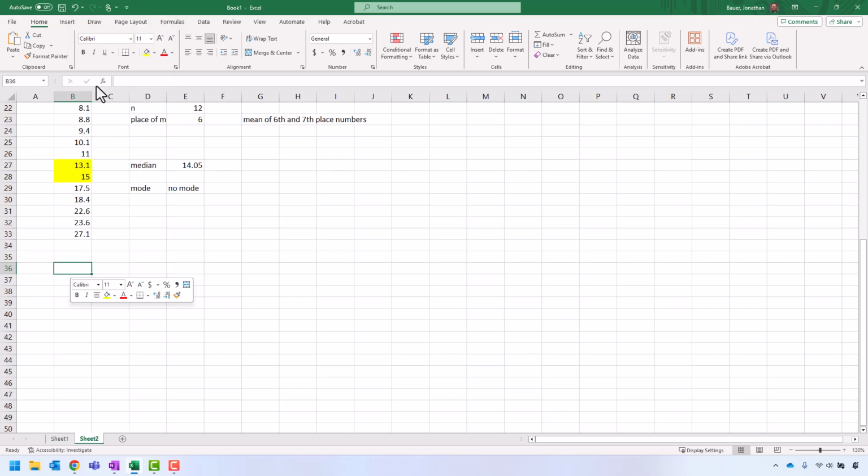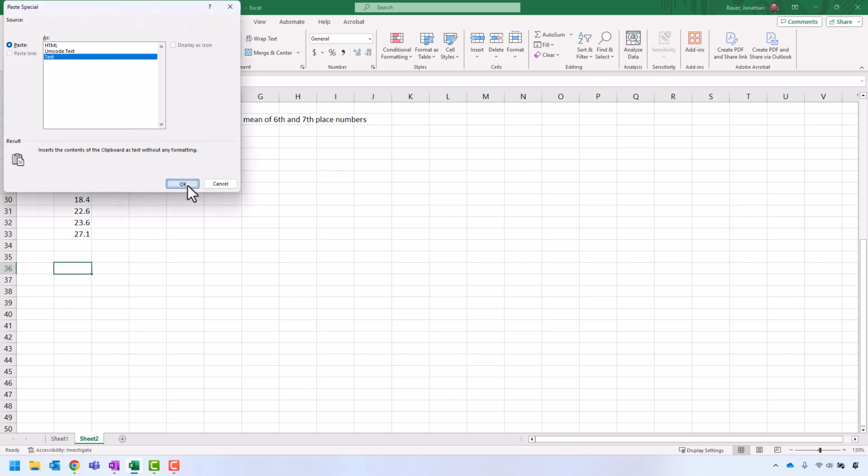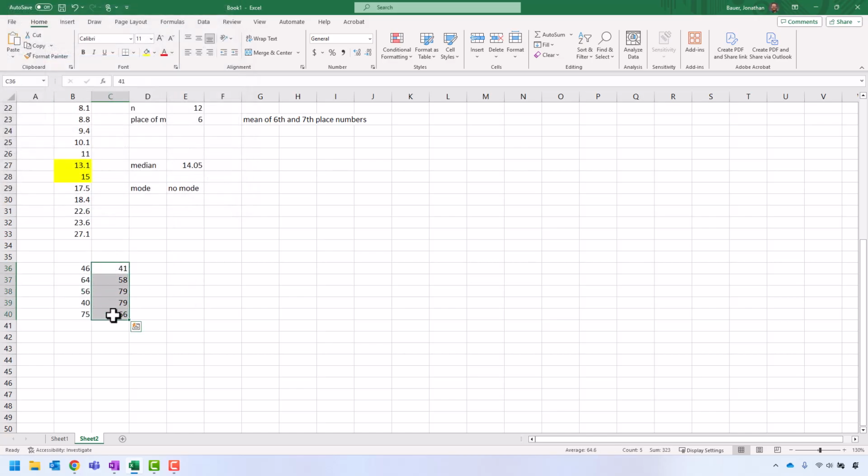Again, to paste special, you go here, and I usually just try text. Now I need to get this in a column to organize it. So I'll just copy and paste that, and then now I need to sort them small to large. Now I could make a frequency distribution table. This is a smaller data set, so I can just kind of see here. I've just got single answers all the way to 75, then I've got two 79s.